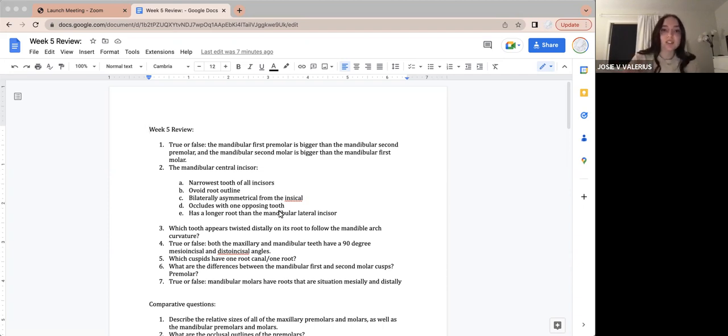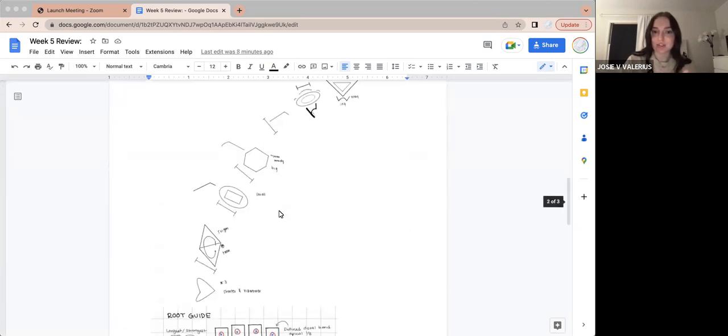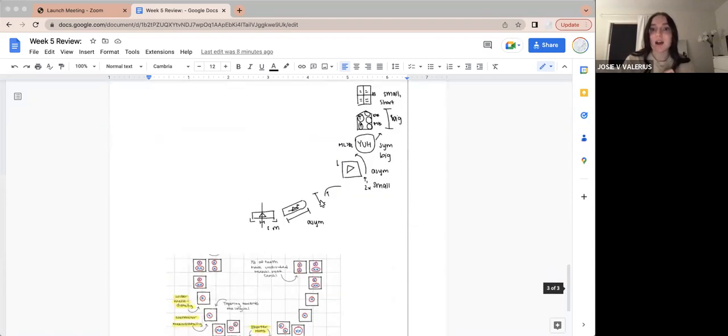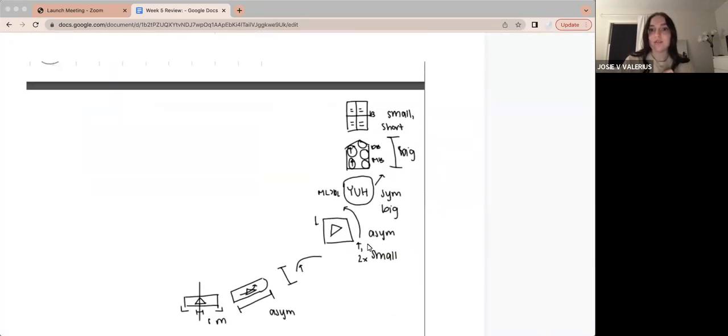So starting off, number 1, true or false. So this one is false. So for the mandibular premolars and molars, the first premolar is smaller than the second premolar, and then the first molar is bigger than the second molar. And so scrolling down to my little photos, I wrote that out right here.